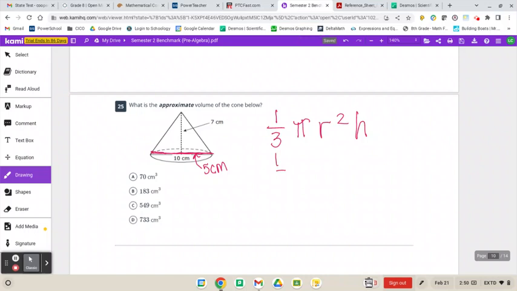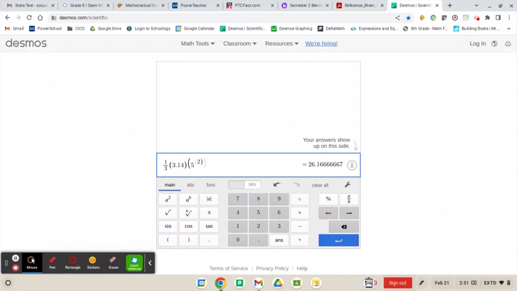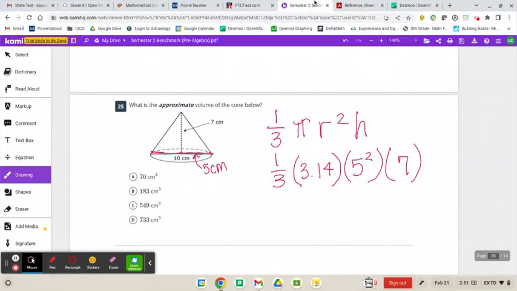So you take 1/3, you multiply that by pi, which we use is 3.14. You multiply that by your radius squared, so 5 squared. Then times the height of your figure, which is straight up and down, which is 7. And you just type all that in your calculator. And you get 183.2, which is about 183, so you would choose that one.